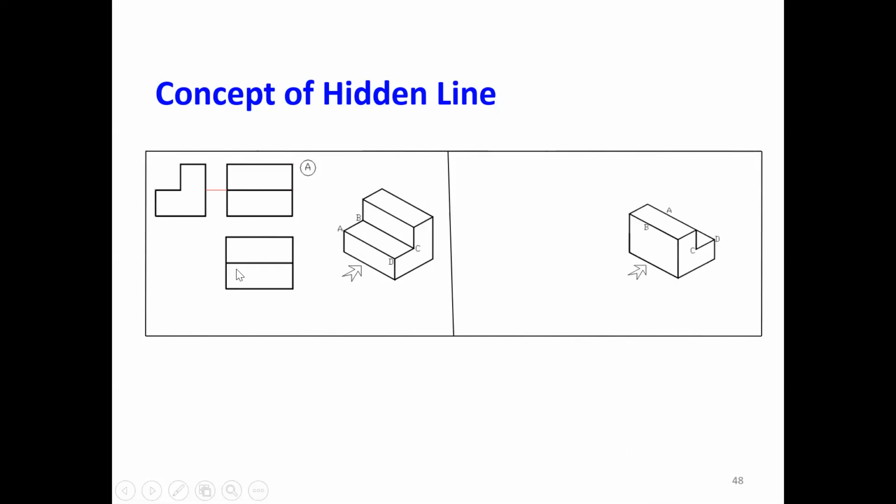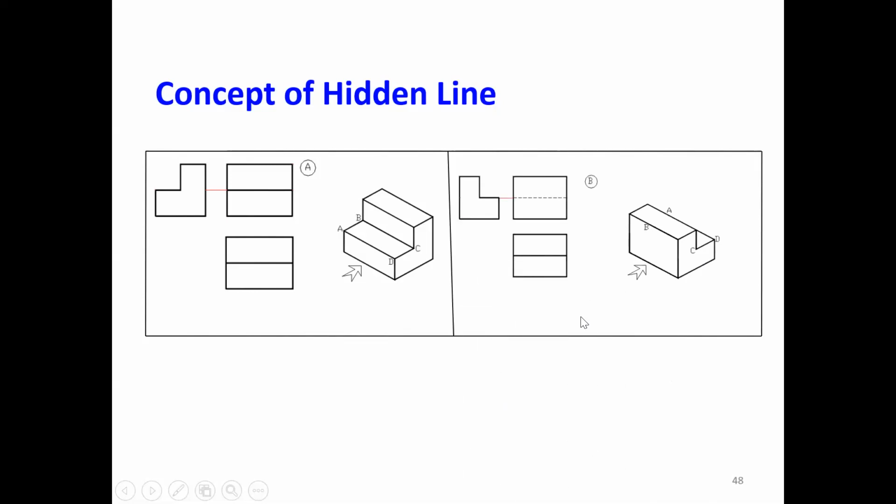Now when I keep this object in another direction, okay, so what happened? This step is not visible clearly. So this is what the hidden line. Here, this line, C line. So this BC line is hidden here, not visible from the front. So that is what is required to draw by hidden line.